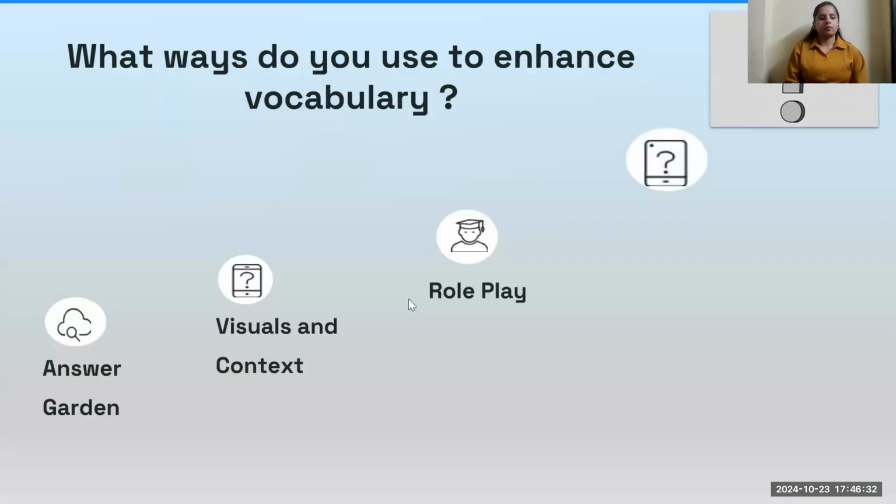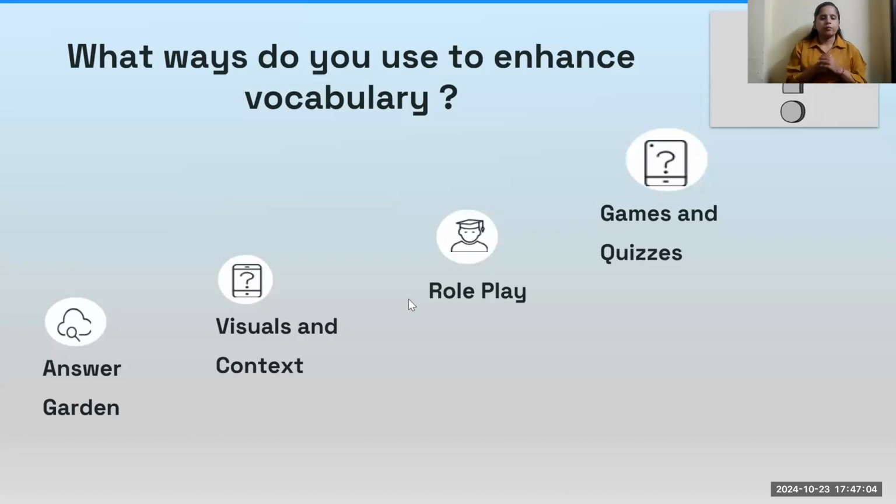Answer Garden, I think most of you must have used this and must be aware of this. Visuals in context, as said by you, role play, games, and quizzes. So I think there is no one best way we can use in our own classrooms. There needs to be an eclectic approach, using different ways, different strategies, depending upon the level of our learners and how to cater to the different needs of our learners in our classroom.